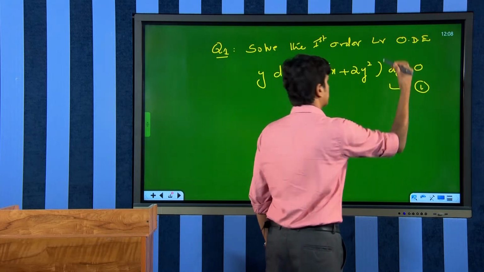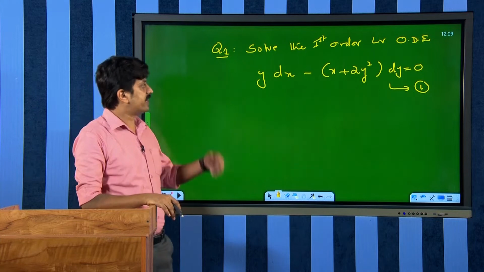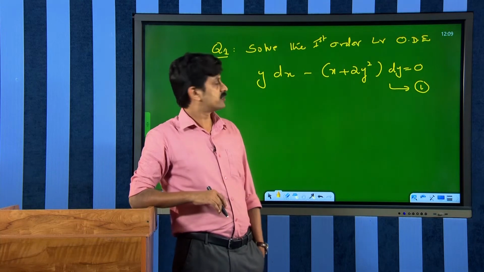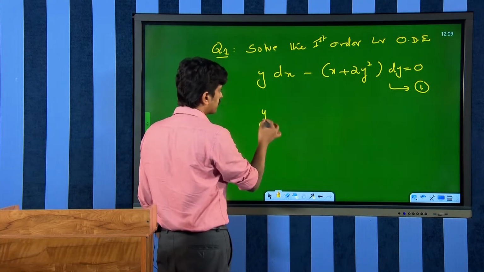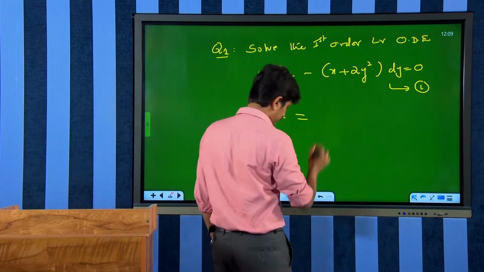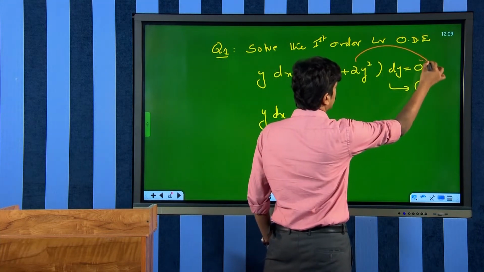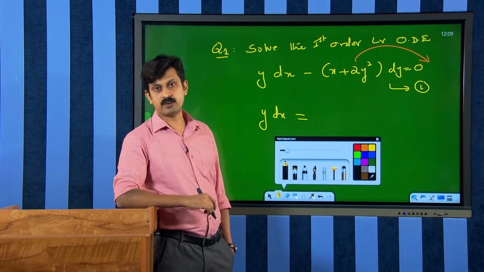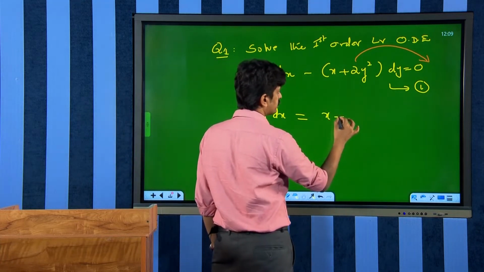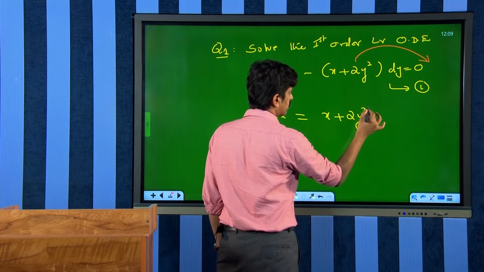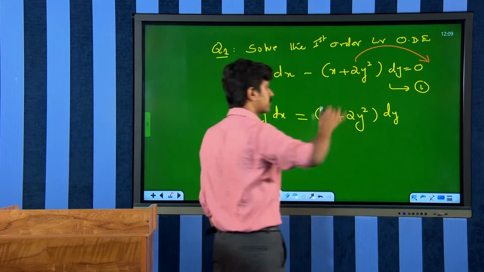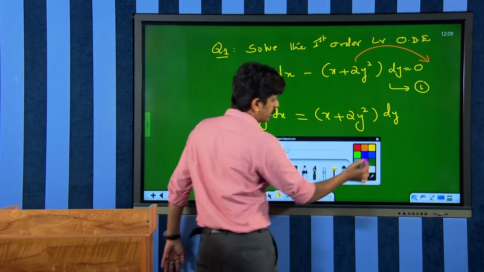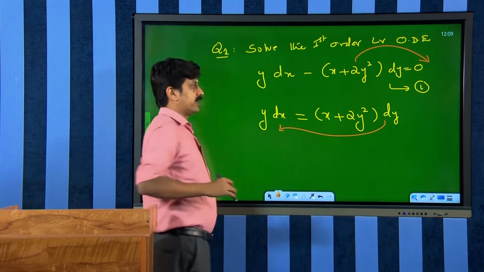Put this as equation number 1: y dx minus (x plus 2y square) dy is equal to 0. I would like to rewrite this as y dx is equal to (x plus 2y square) dy, taking this to the right-hand side. Now I would like to take this dy to the left, so dx by dy will be there.